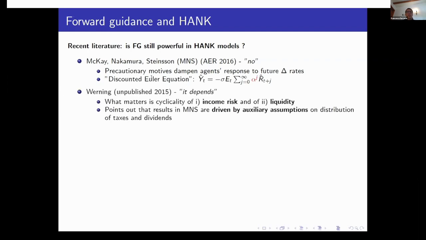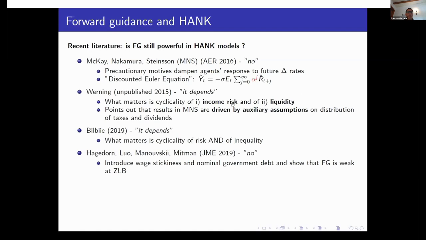On the other hand, Werning says that actually it depends on the cyclicality of income risk and of liquidity, and points out that the results in MNS depend a lot on auxiliary assumptions, such as the distribution of taxes and dividends. A similar message is also the one by BB, who say that the impact depends on the cyclicality of risk and of inequality. Then there is a recent paper by Acharya and co-authors, where they say that if they introduce wage stickiness and nominal government debt, the result of McKay, Nakamura, and Steinsson holds. That is, forward guidance is weaker in these HANK models.